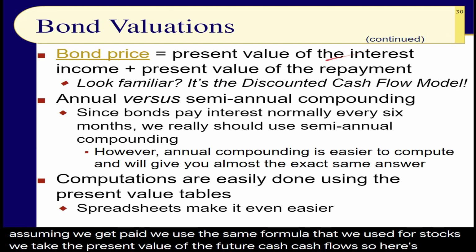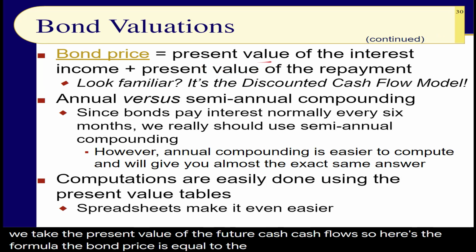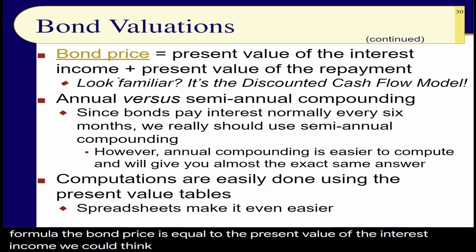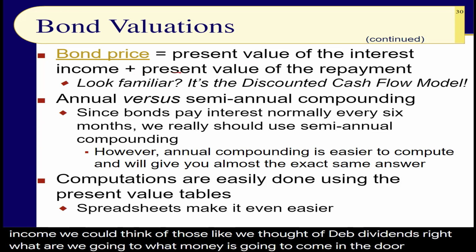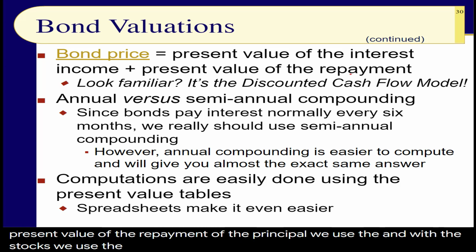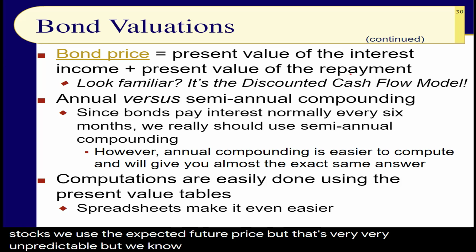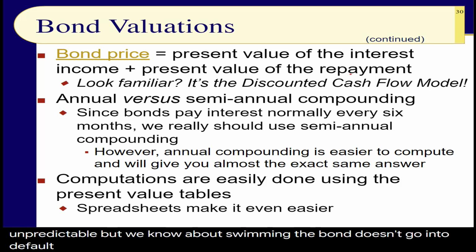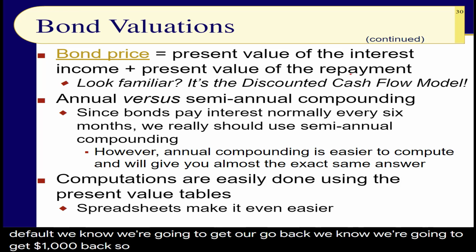So here's the formula. The bond price is equal to the present value of the interest income. We could think of those like we thought of dividends, right? What money is going to come in the door? And the present value of the repayment of the principal. With stocks, we use the expected future price, but that's very, very unpredictable. But we know, assuming the bond doesn't go into default, we know we're going to get our principal back. We know we're going to get $1,000 back. So it's a discounted cash flow model all over again.